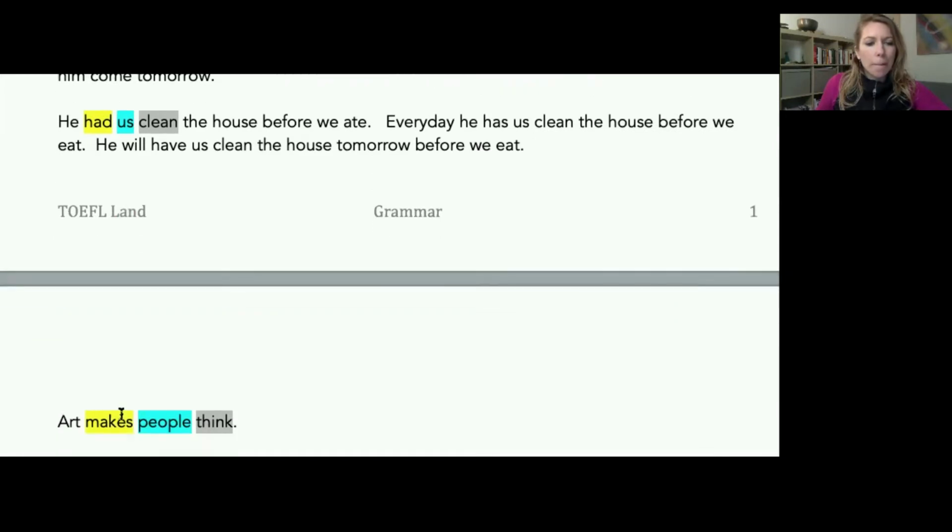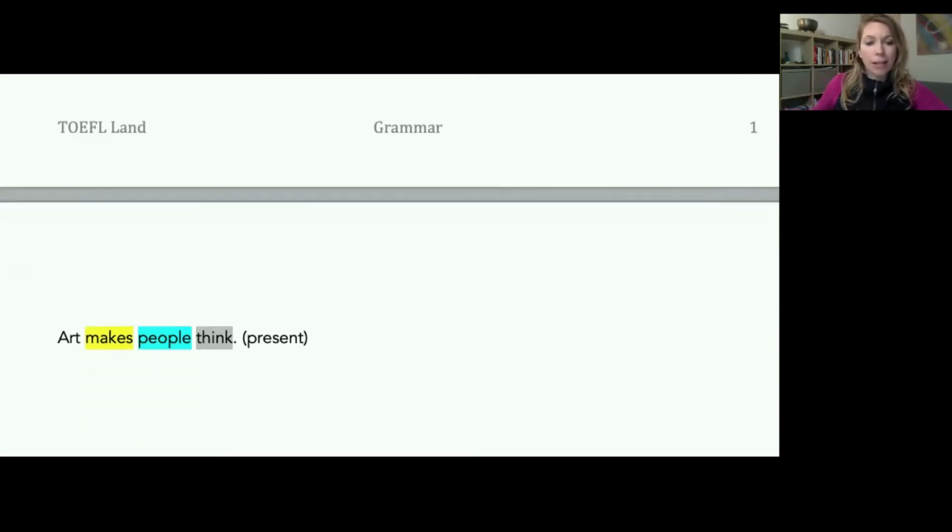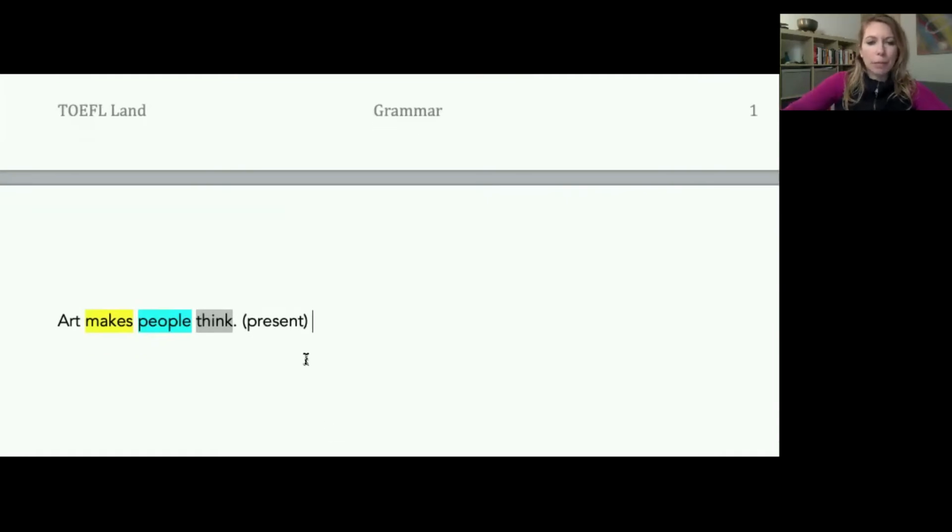And one more here, make. Art makes people think. Now this is in the present tense already. It's stated as if it were a fact. Art makes people think. Let's try the past tense. Maybe the piece of art I saw yesterday made me think. And that would be the past tense.